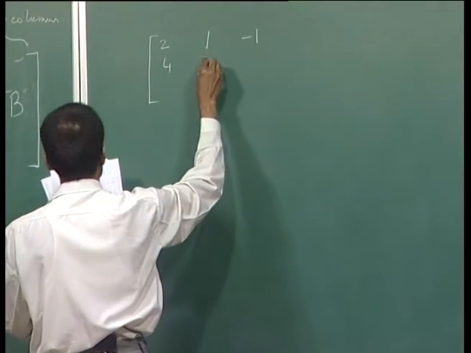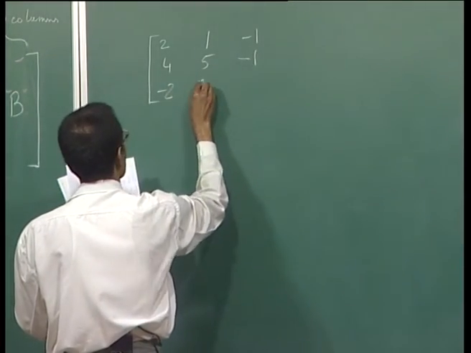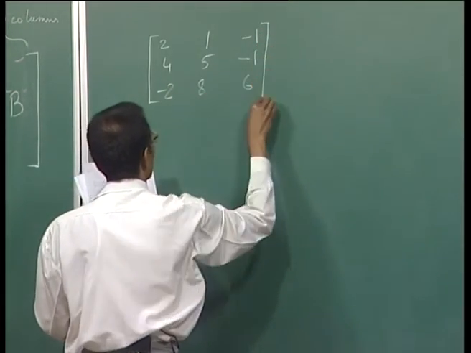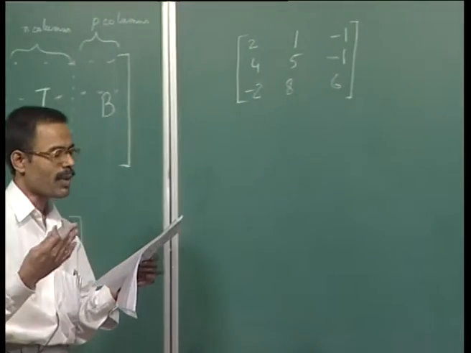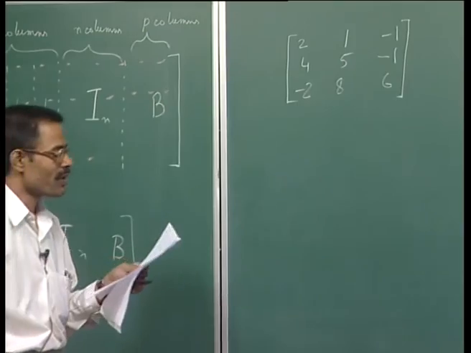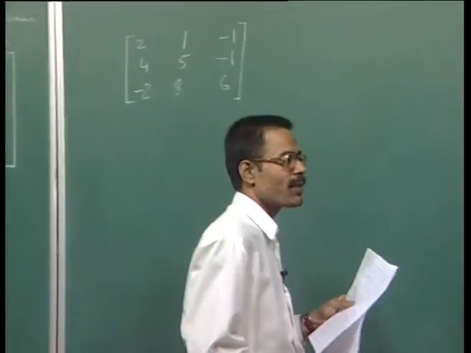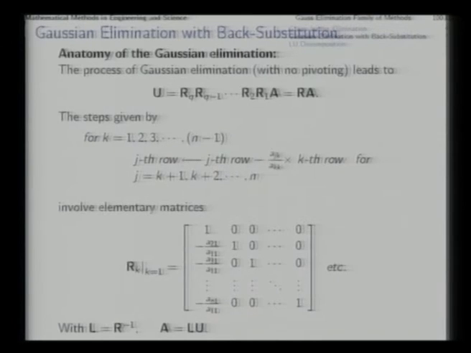conduct a Gaussian elimination of this matrix. We will do that, we will apply the Gaussian elimination. At the same time, we will do a few more things. We will analyze how this Gaussian elimination takes place. In short, we will be actually studying this anatomy of the Gaussian elimination.